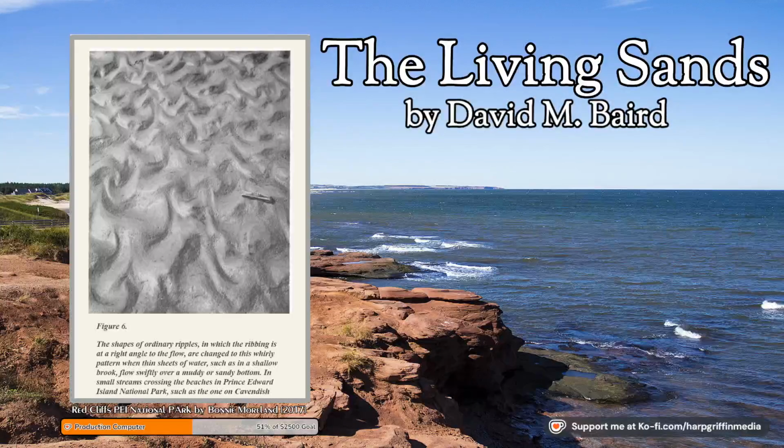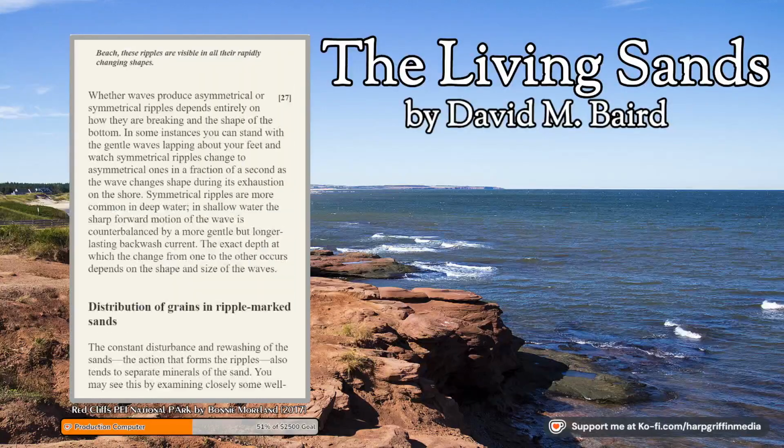Figure 6. The shapes of ordinary ripples, in which the ribbing is at a right angle to the flow, are changed to this whirly pattern when thin sheets of water, such as in a shallow brook, flow swiftly over a muddy or sandy bottom. In small streams crossing the beaches in Prince Edward Island National Park, such as the one on Cavendish Beach, these ripples are visible in all their rapidly changing shapes.